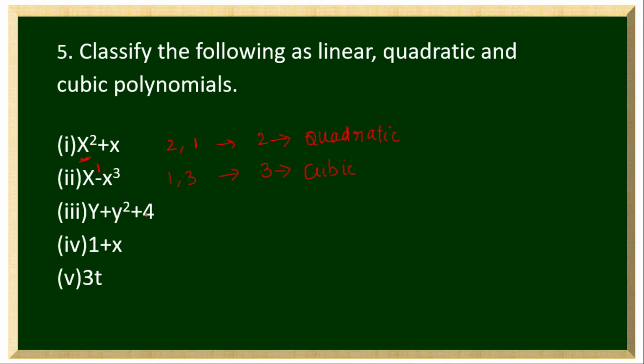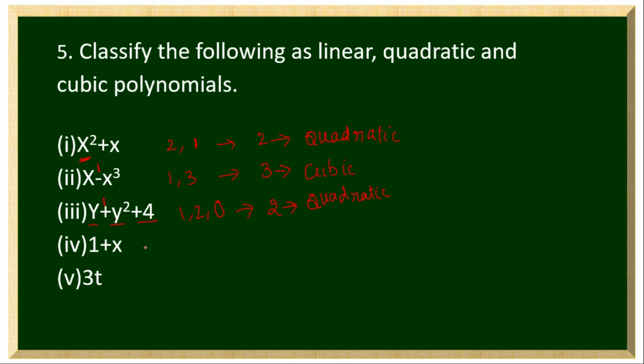Next, third question. y plus y square plus 4. How many terms we have in this polynomial? 3 terms. What is the degree of first term? 1. What is the degree of second term? 2. What is the degree of third term? 0. Every constant's degree is 0. So what is the highest degree? 2. If the degree of the polynomial is 2, means which type of polynomial is that? Quadratic polynomial. Right?